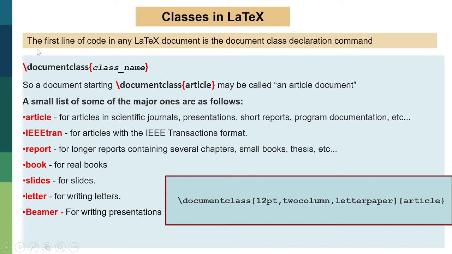And as I said, the first line should be the document class and class name. It is not just the class name you mention; along with it, you can mention the size of the document, which means whether you want 12 point or two columns, or whether the paper size is letter or A4. Whatever we would like to present can appear here within this square bracket.